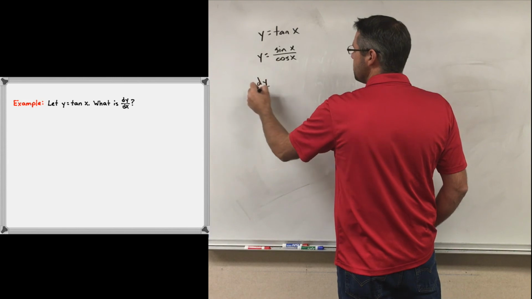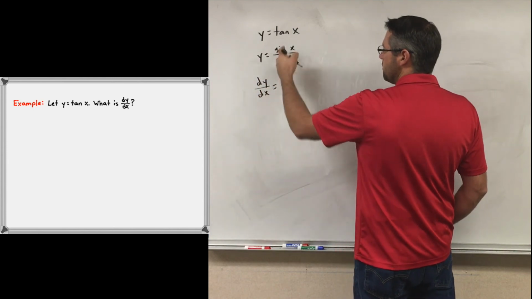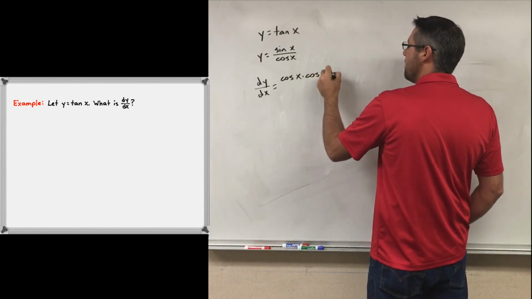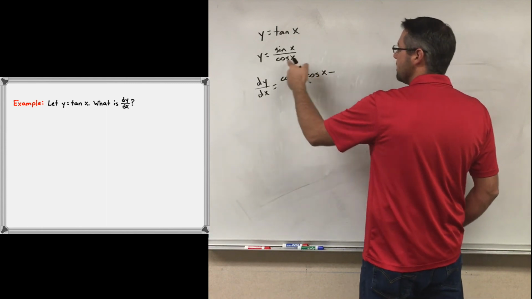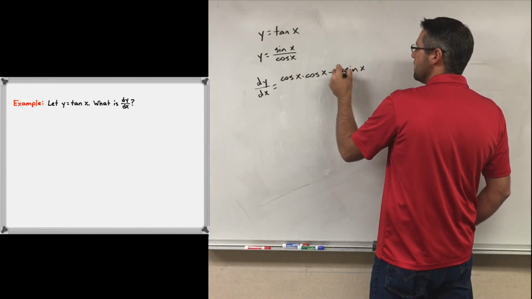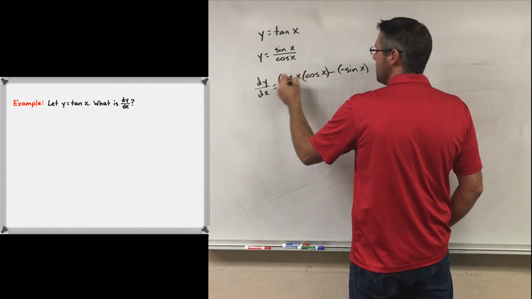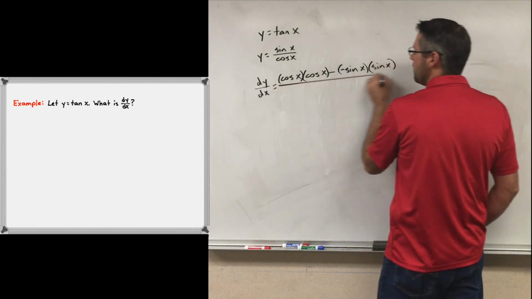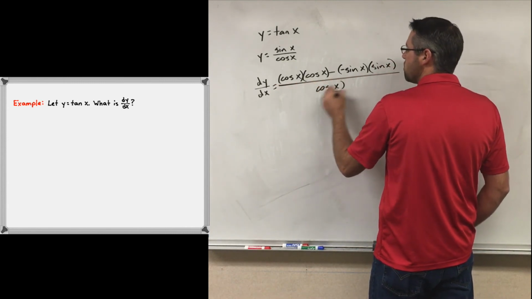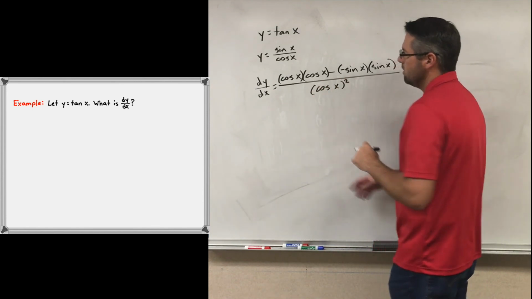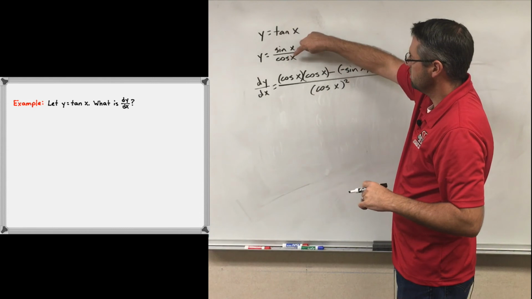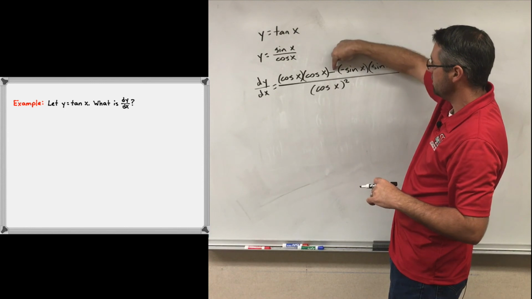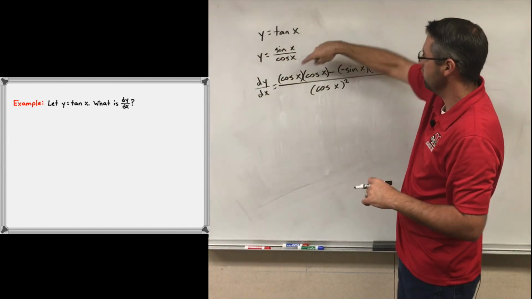So the derivative with respect to x is quotient rule: the derivative of the top, which is cosine of x, times the bottom, cosine of x, minus the derivative of the bottom, so minus negative sine of x. I should probably put these in parentheses here so we can see it broken apart. And then times the top, which is sine of x, and then all over the bottom squared. Okay? Again, derivative of the top, cosine, times the bottom, cosine, minus the derivative of the bottom, which is negative sine, so I got a double negative there, and then times the top, sine, all over the bottom squared.